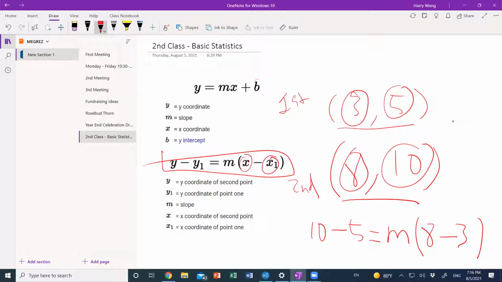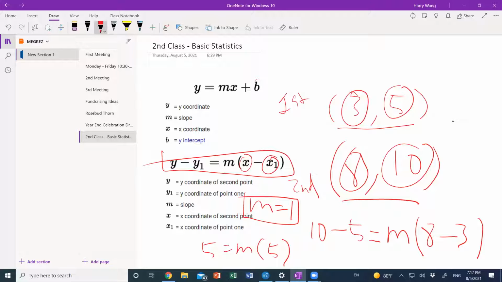And now you can simply simplify this equation. You get 5 equals m times 5, shocker. And what do we get? Now we can treat m as a variable because we're solving for it. 5 equals m times 5. What's the answer? M is obviously 1. So now we've solved for slope, m equals 1. And for this line, you know that the slope is 1.